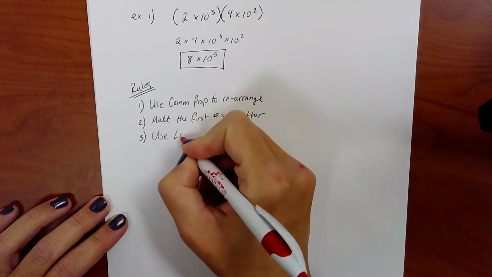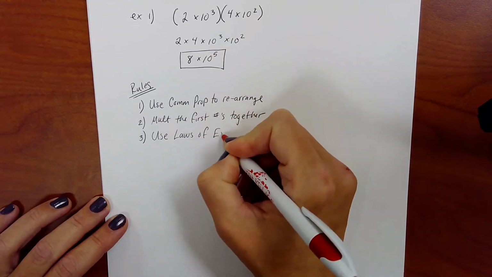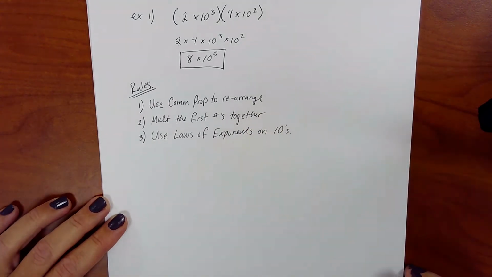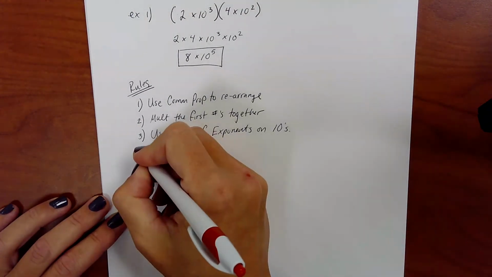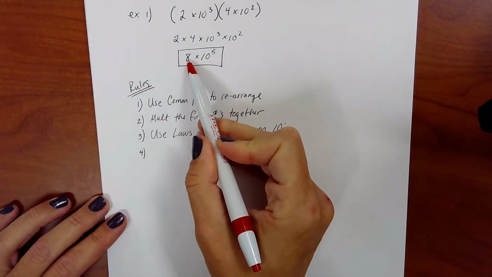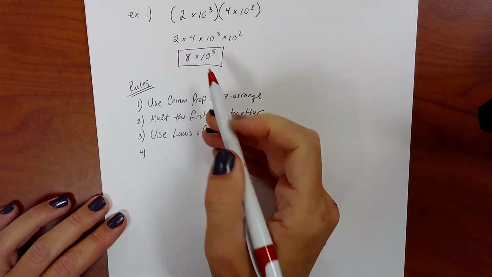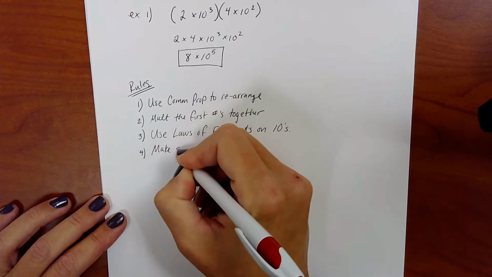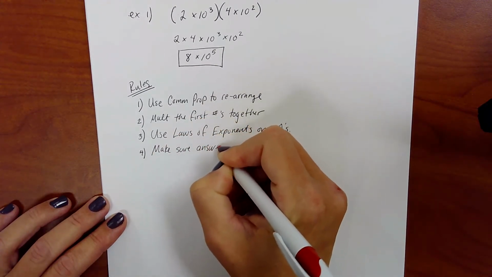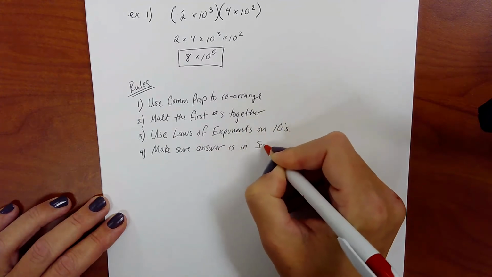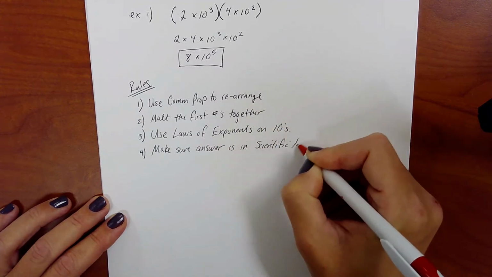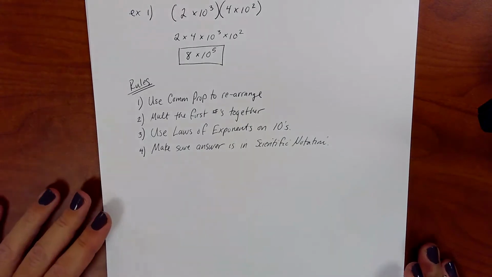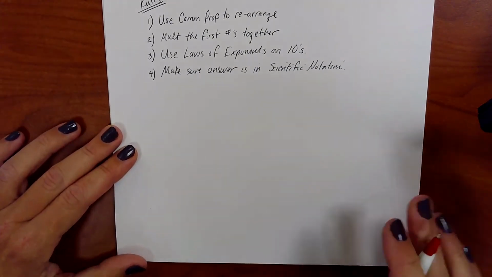Then you're going to use the laws of exponents on the tens. And then last step, sometimes, if this number was bigger than 10, you might have to move things around because they're going to want your answer in scientific notation. So make sure your answer is in scientific notation. Okay, and that's it. It's really that easy. So let's try some more examples here. Keep the rules there for you.